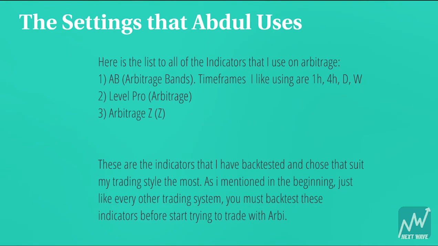Now, here is the list to all of the indicators that I personally use. I use the arbitrage bands and I use the arbitrage band setting. Time frames that I like using the most are the 1 hour, 4 hour, daily, and the weekly. Second indicator I like using is the Level Pro, and I like using the arbitrage settings. Third indicator that I like using is the arbitrage Z, and I like using the Z settings. These are the indicators that I have backtested and chose that suit my trading style the most.